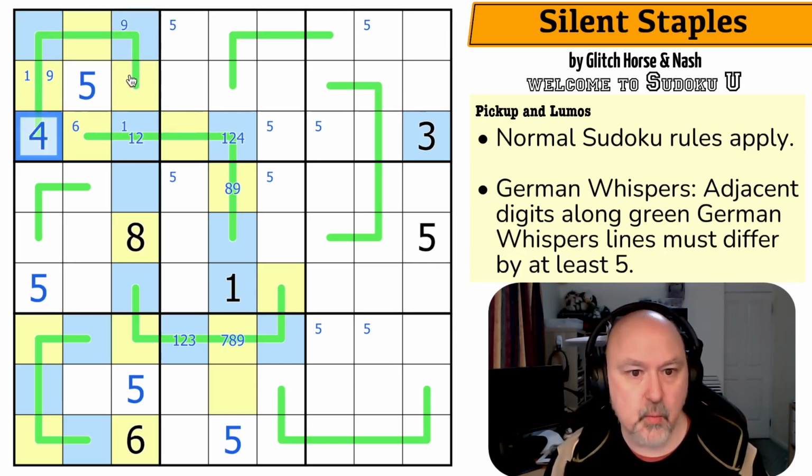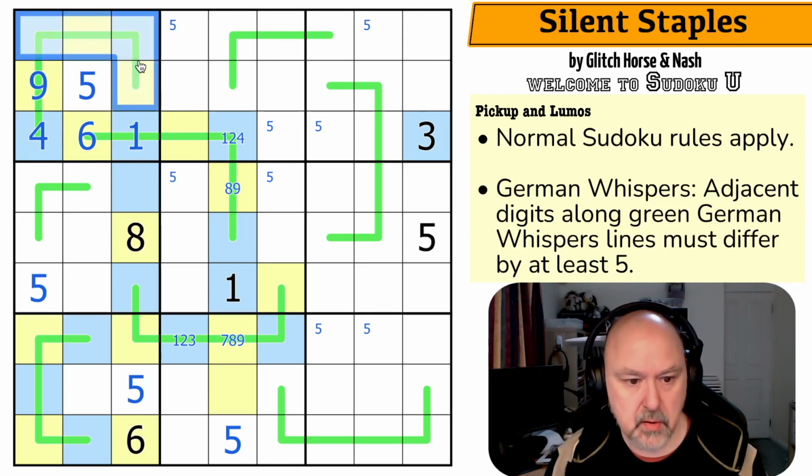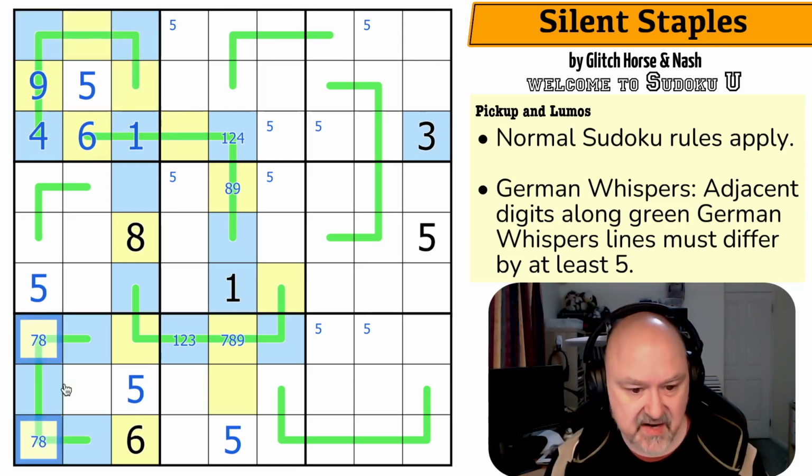That's the 4. Where is 6 in this box? I can't put it there because of the 6 seeing it. Can't put it in any of those. That's the 6. That's the 1. That's the 9. That is not the 9. This is cool. So these are a 7, 8 pair.